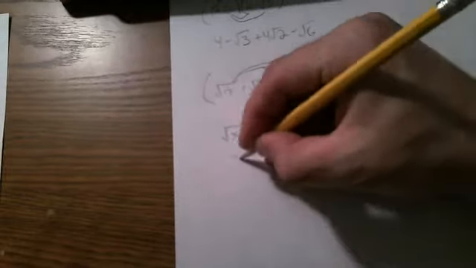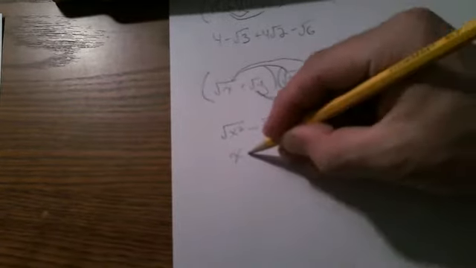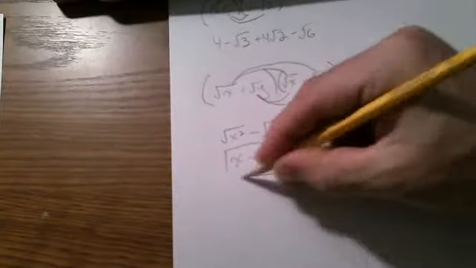Radical x squared is x. Negative radical xy, positive radical xy cancel out. And square root of y squared is y, so minus y. That looks a lot nicer than the previous example. Sometimes you clean it up, sometimes you can't.